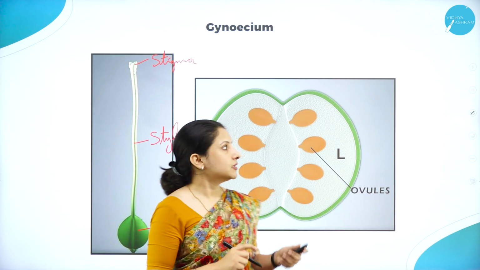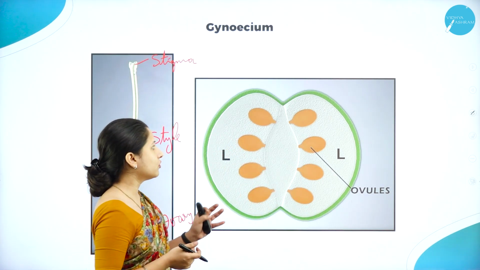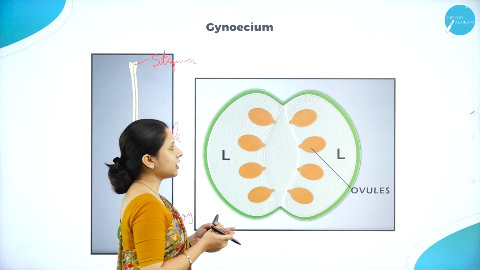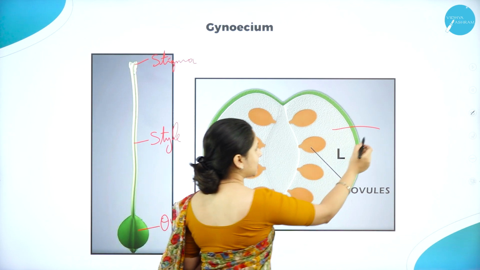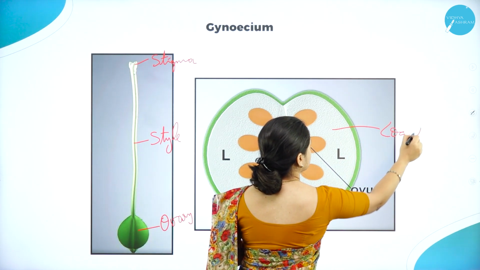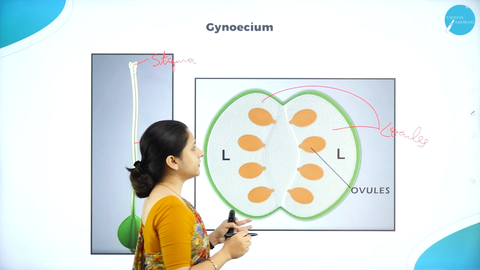We shall see. When I take a cross section of the ovary, what can be seen inside? The ovary is made up of locules, or cavities. These are called the locules. So it is made up of cavities. Even this one is also a locule.